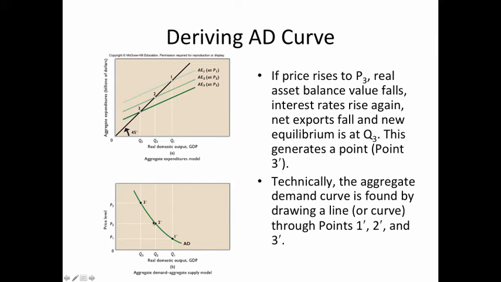So we have these 3 points all relating the price level to the equilibrium level of GDP. And if we put a line through those 3 points, that is the aggregate demand curve. The aggregate demand curve is found by just drawing a line through the 3 points that we generated, these 3 points we found at different price levels and different levels of real GDP.